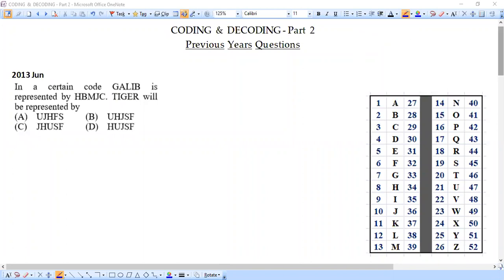We already completed one part from coding and decoding. We solved a set of problems from coding and decoding, previous year's questions from UG Senior Paper 1. This is going to be the continuation of coding and decoding. This is part 2. Let's directly get into the questions.